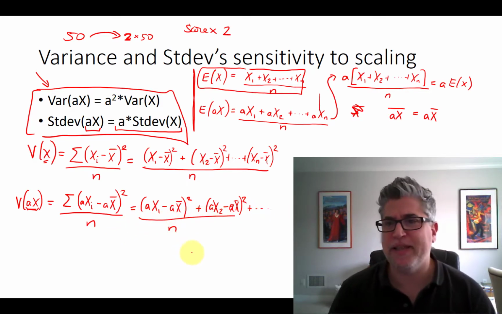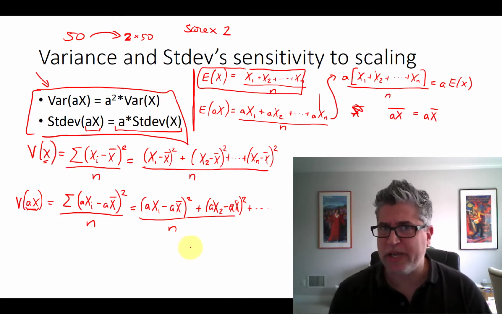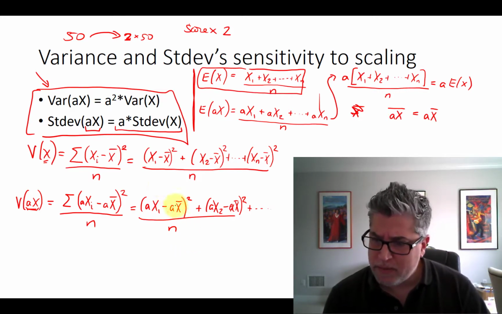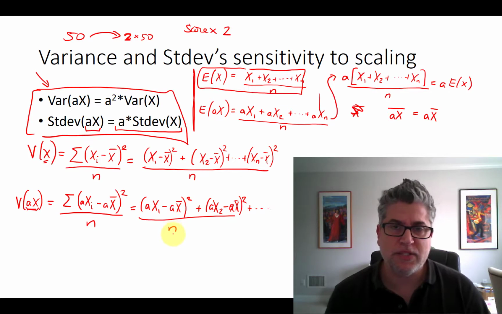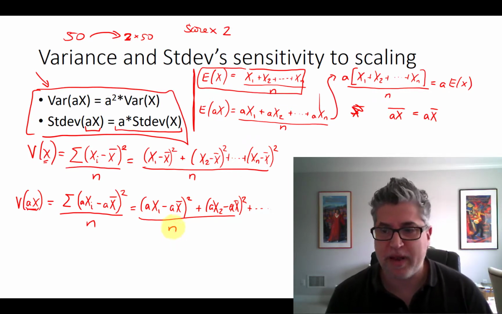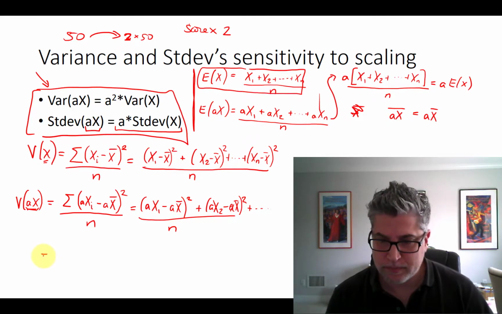Now how can I simplify this? This is getting gnarly here. I need to expand this squared term. So I need to FOIL it, if you remember that from high school. You take the first term and you square it. Minus 2 times ab.